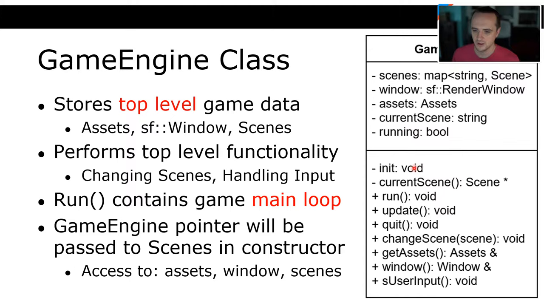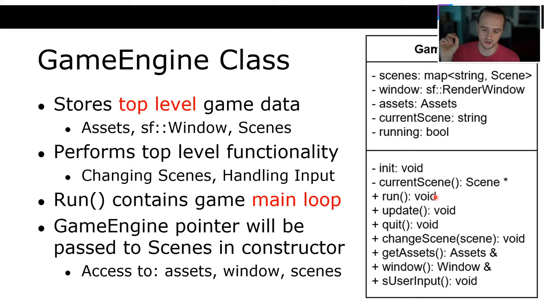It's going to have an init function. So that init function will do things like load all the assets. It's going to have a current scene function. So the current scene function is going to look up the string of the current scene in the scene map and then return us the current scene. And we'll get to that once we start talking about it. The run function will run the entire game. So we'll create a game engine object and then we'll just call run and that will be the main loop.